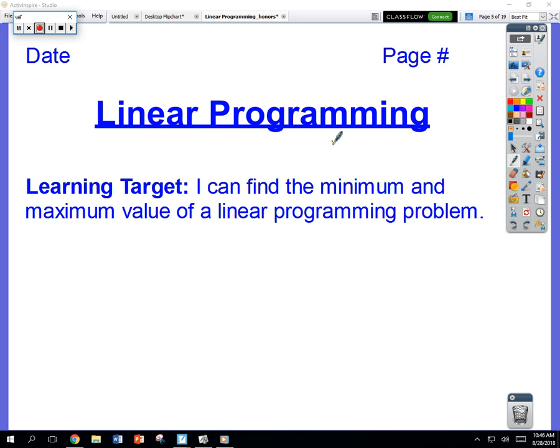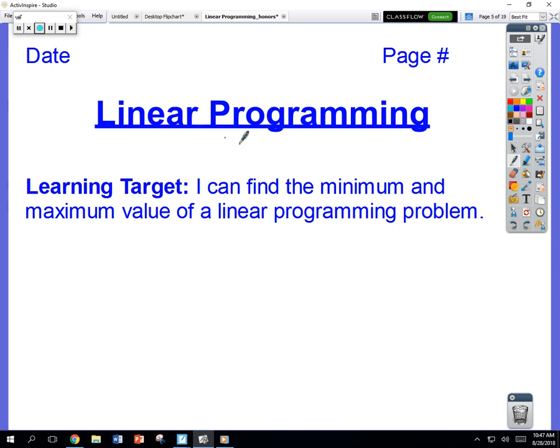Alright, today on your Desmos activity, what you worked on was actually called a linear programming problem. So we're going to continue that information and put the two things together tomorrow in class. So what I need you to do for your notes is make sure you get today's date and your page number. I believe this is page 2 in the top corner of your notes.